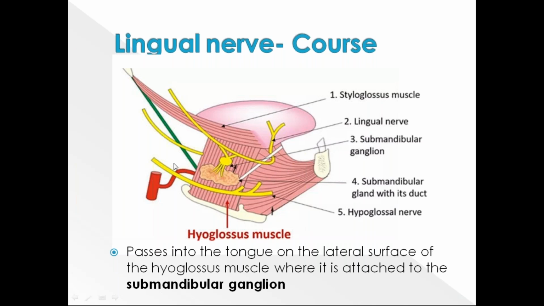Okay, now what is the course of the lingual nerve in the submandibular region? So it enters the submandibular region superficial to the hyoglossus muscle. Superficial to the hyoglossus muscle, it is suspended by two roots and it is connected to the submandibular ganglion here. Then after that, the lingual nerve enters the tongue by winding around the submandibular duct. Then it goes to the tongue and carries sensation from the anterior two-third of the tongue.